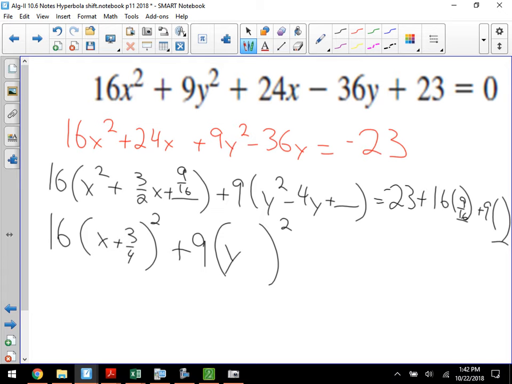What's half of -4? -2. When I square it, what do I get? 4. So I add 4 to both sides. Now we have to figure out the other side. What's 16 times 9/16? 9. See how quick that works? What's 9 times 4? So you have -23 plus 9 plus 36. What do you get?